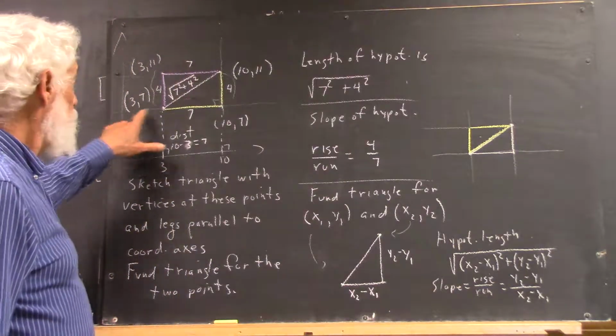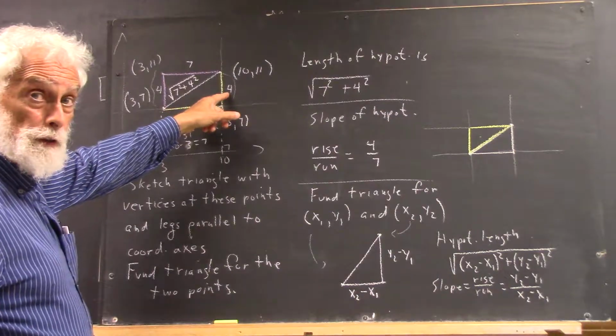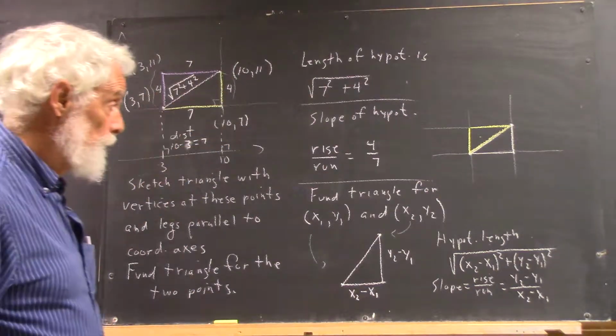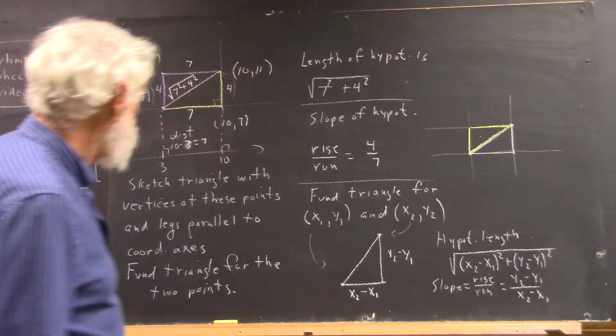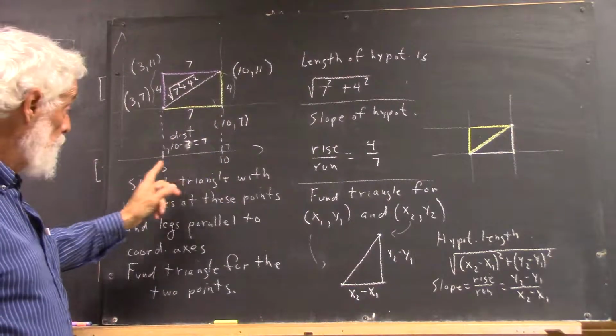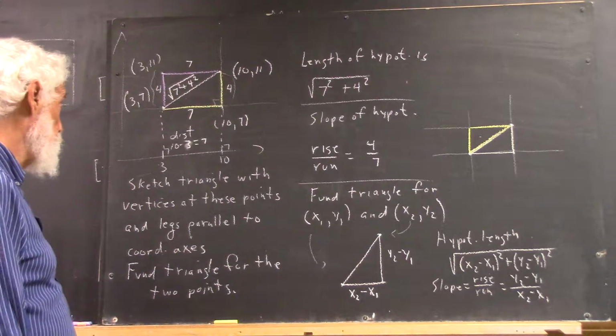Now, we have the coordinates here. How long is this side? How long is this side? Well, we figured it out here. This side goes from x-coordinate 3 to x-coordinate 10. How far is that? That's 7 units, isn't it? So 7 units in this direction.